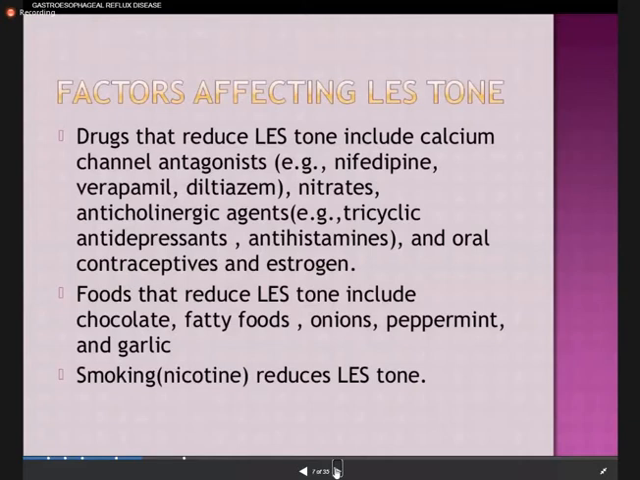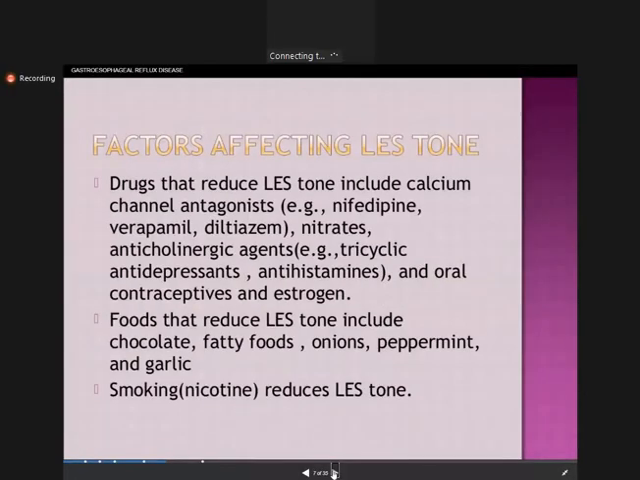So there are certain factors which affect the lower esophageal sphincter tone, and there are certain drugs that reduce the lower esophageal sphincter tone, including calcium channel antagonists, nifedipine, verapamil, diltiazem, nitrates, anticholinergics, oral contraceptives, and estrogen. So there is a whole array of medications which are usually in... excuse me.